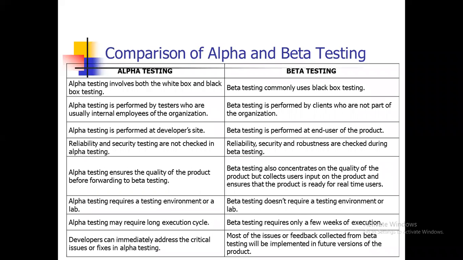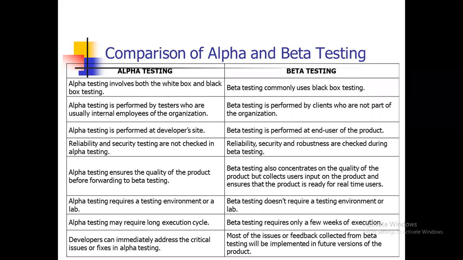Now, see the comparison between alpha and beta testing. Alpha testing is performed by the developers in a virtual environment, and beta testing is performed by the customers in a live environment. Alpha testing involves both white box and black box testing, as it is at the developer side. And beta testing commonly uses black box testing.